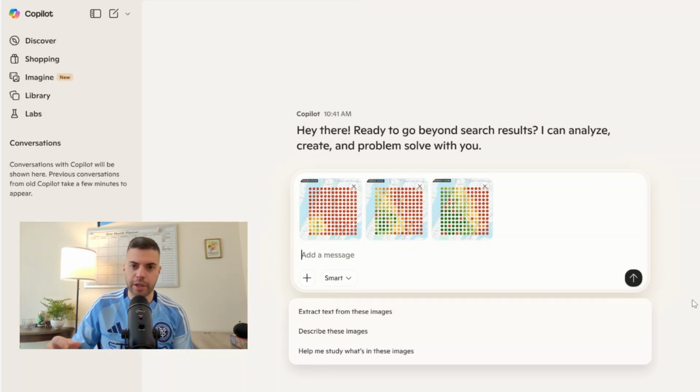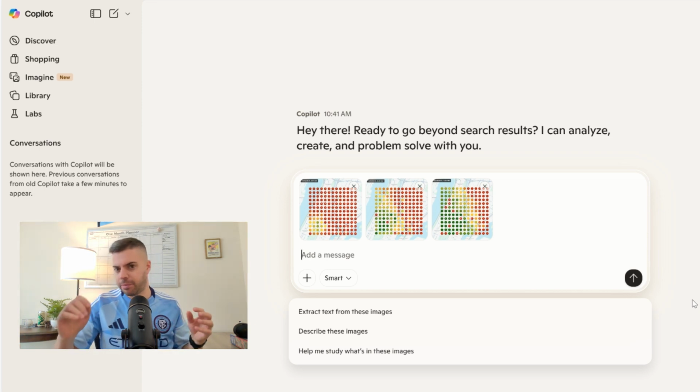I'm in Microsoft Copilot and I have 3 uploads from Local Falcon for one of my clients. This is the heat map. This is what I do next.